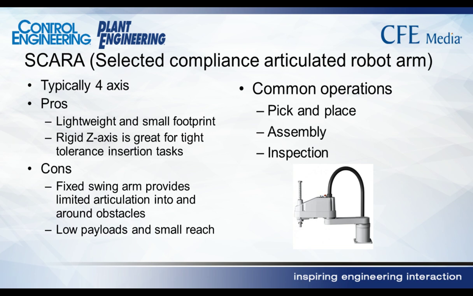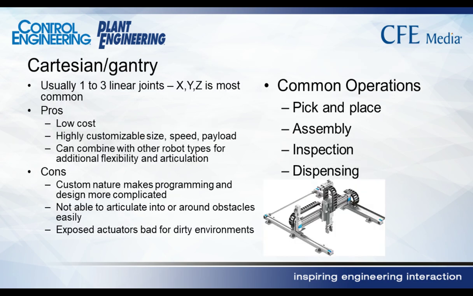Selected compliance articulated robot arms, also called SCARA robots, typically have 4 axes. SCARA robots are usually very lightweight and have a small footprint. Their rigid Z-axis is one of their key features that makes them great for tight tolerance vertical tasks. Common operations for SCARA robots are pick and place, assembly, and inspection tasks. SCARA robots are very limited by their usually low payloads and small reach. They have a fixed swing arm, which also allows for very limited articulation into and around obstacles.